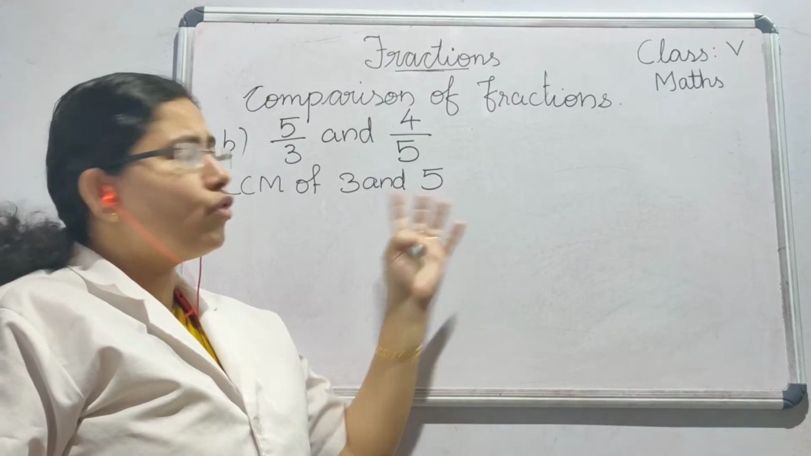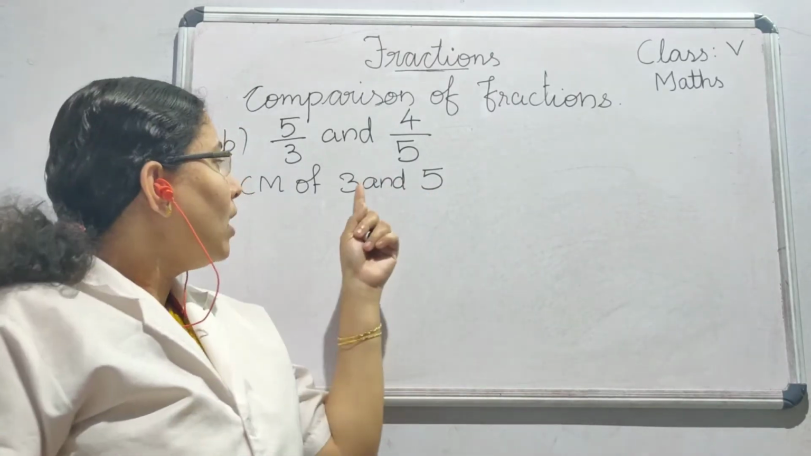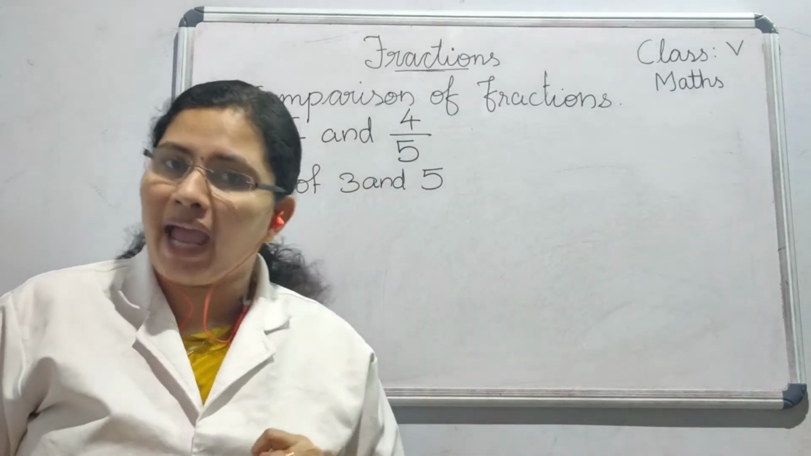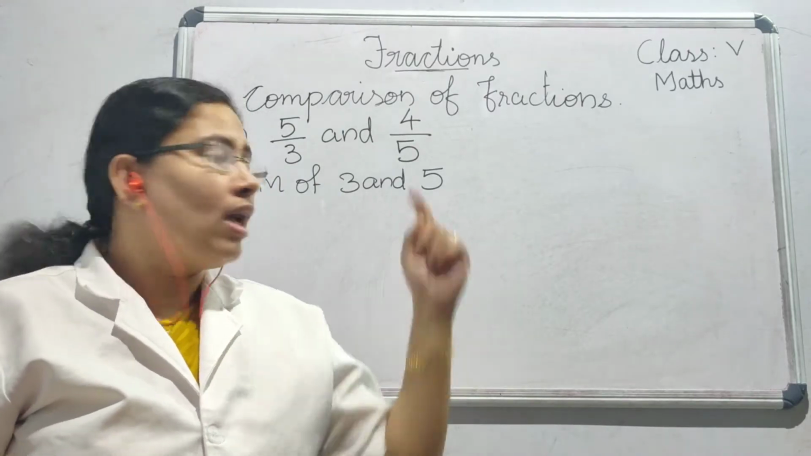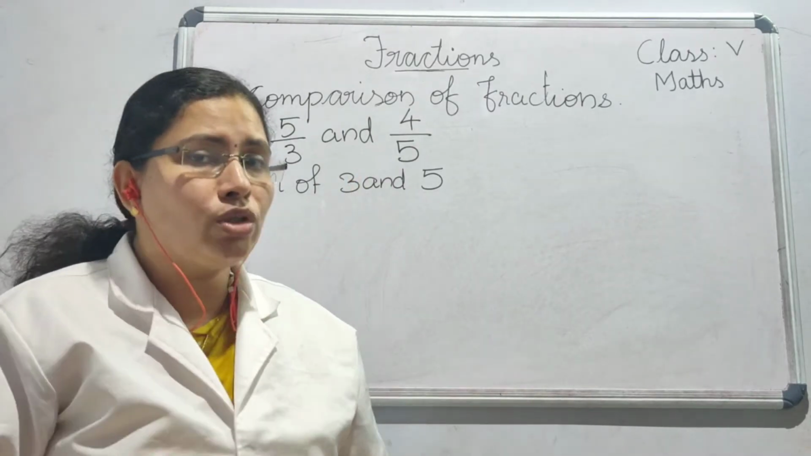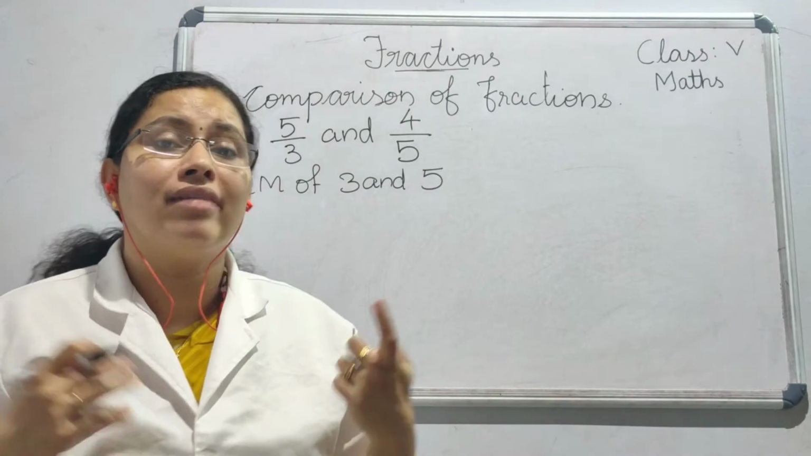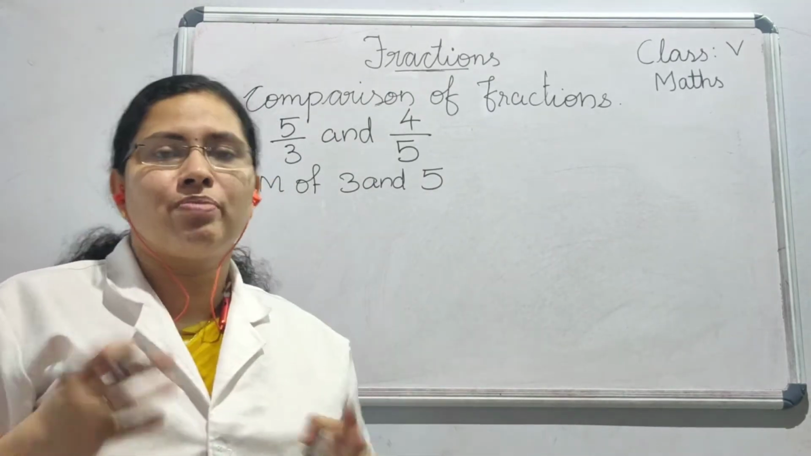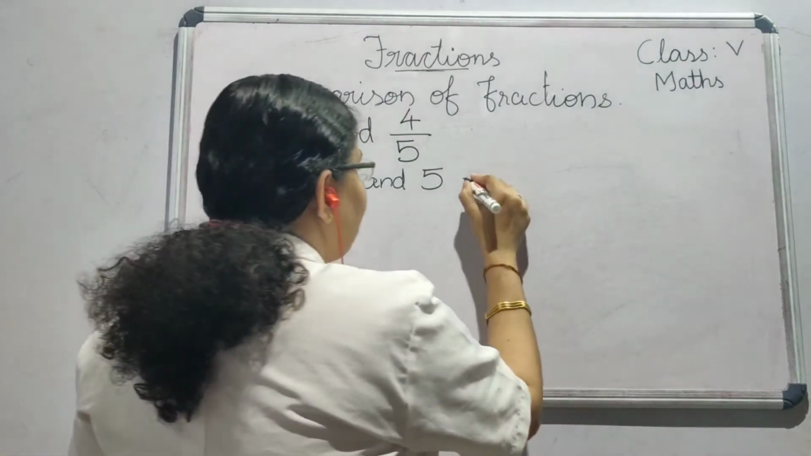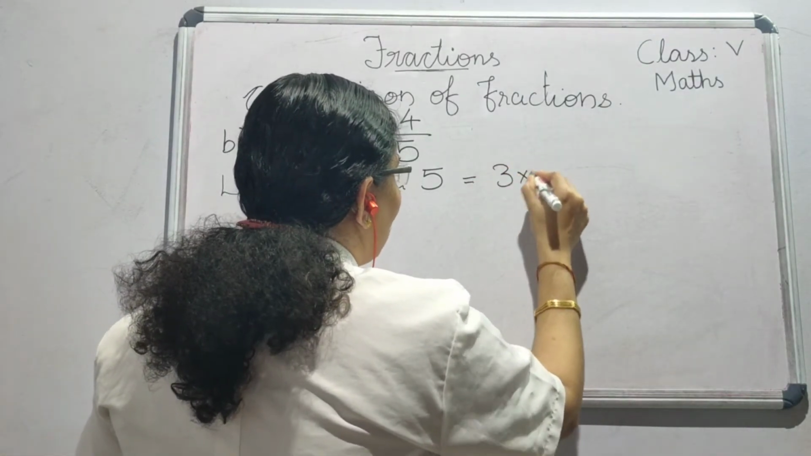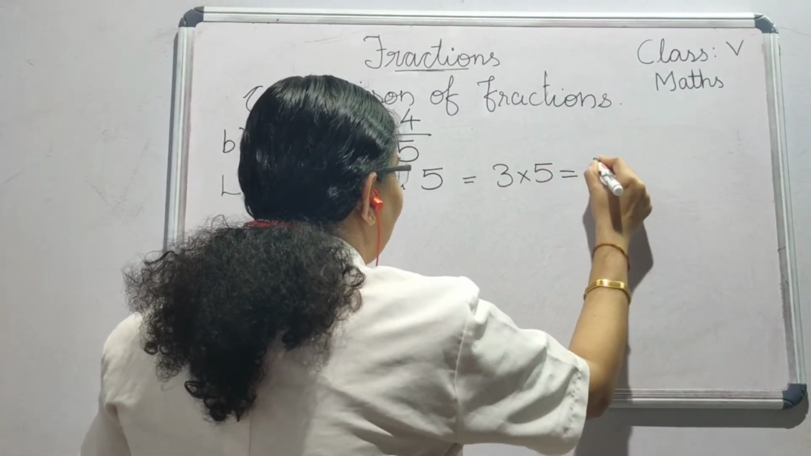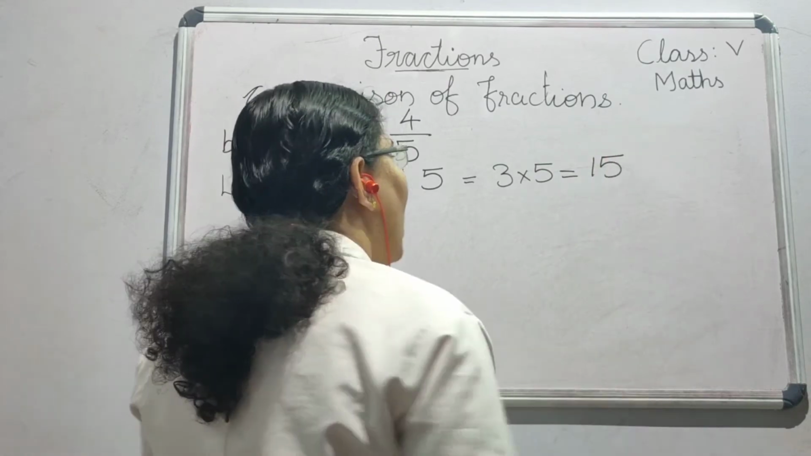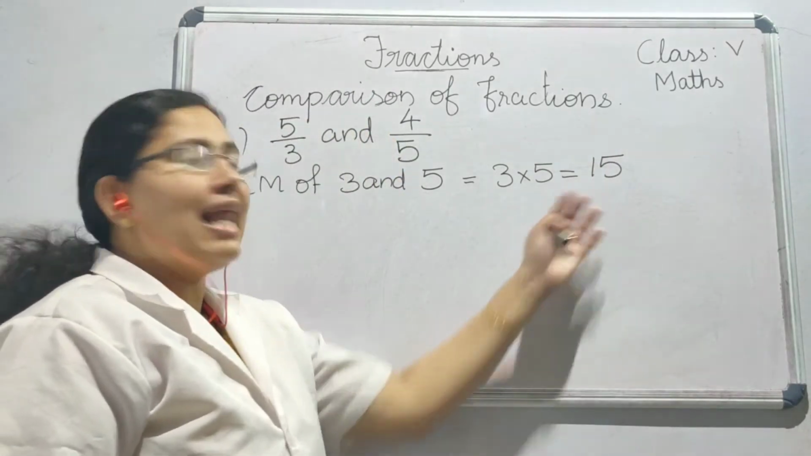So here, if you are finding out the LCM, these two are prime numbers. Since both the numbers 3 and 5 are prime numbers, we can take the LCM just by multiplying the numbers. That is 3 into 5, that is equal to 15 is the LCM.